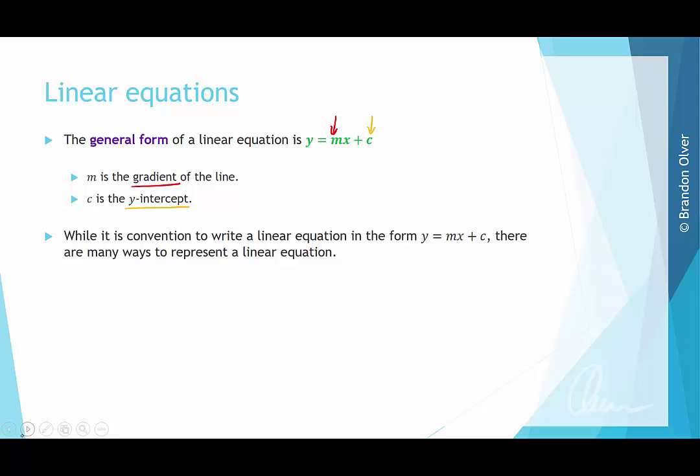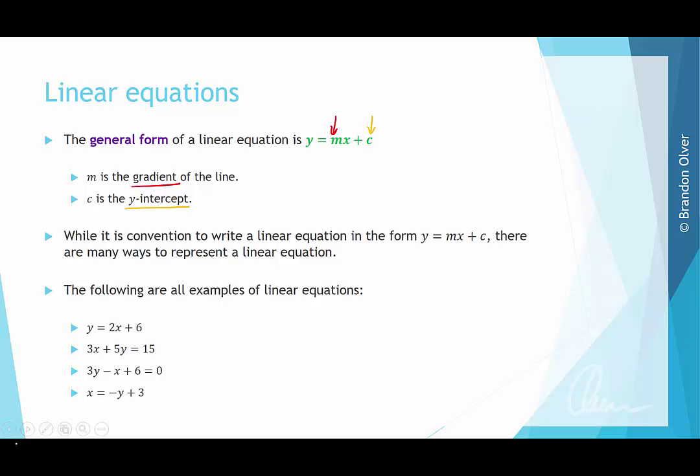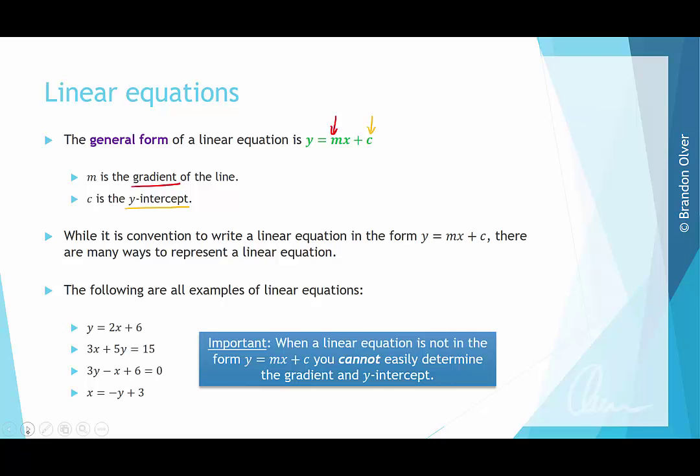While it's convention to write a linear equation in the form y equals mx plus c, there are many different ways to represent a linear equation. Some of these examples include y equals 2x plus 6, 3x plus 5y equals 15, 3y minus x plus 6 equals 0, and x equals negative y plus 3. So they're just a few different ways that lines can be represented. It's important to note that when a linear equation is not in the form y equals mx plus c, you cannot easily determine the gradient and y-intercept of the line.